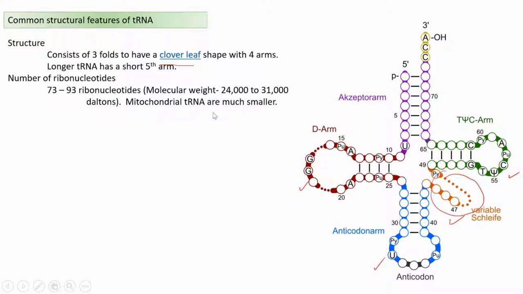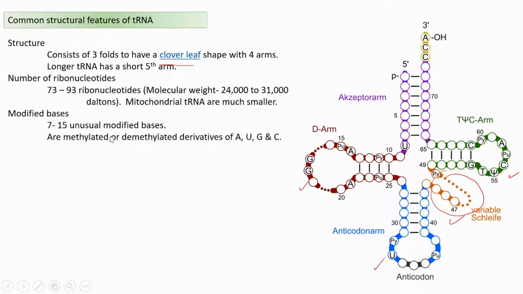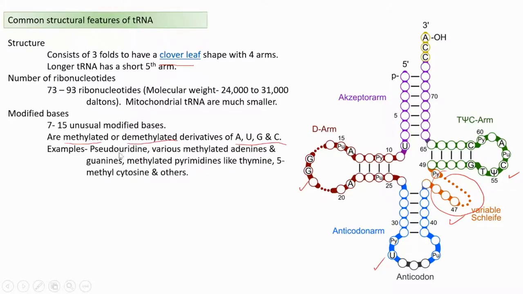They are much smaller when compared to the cellular tRNA. Then modified bases: 7 to 15 unusual modified bases are present. And what modifications have happened? They may be methylated or demethylated derivatives of adenosine, uracil, guanine and cytosine. Examples of unusual modified bases are pseudouridine, various methylated adenines and guanines, and methylated pyrimidines like thymine and 5-methyl cytosine. These are the modified unusual bases.